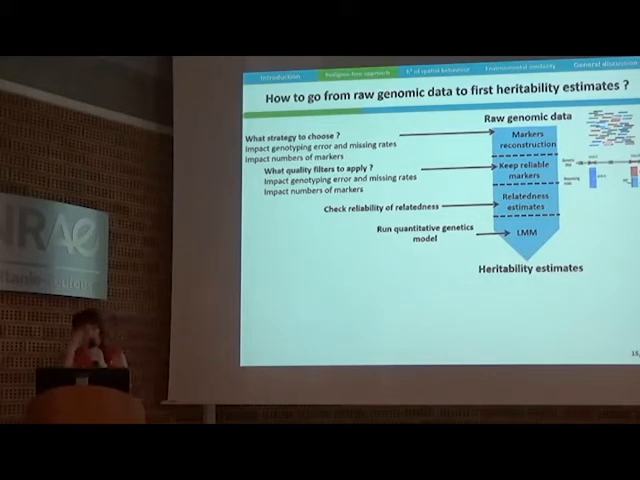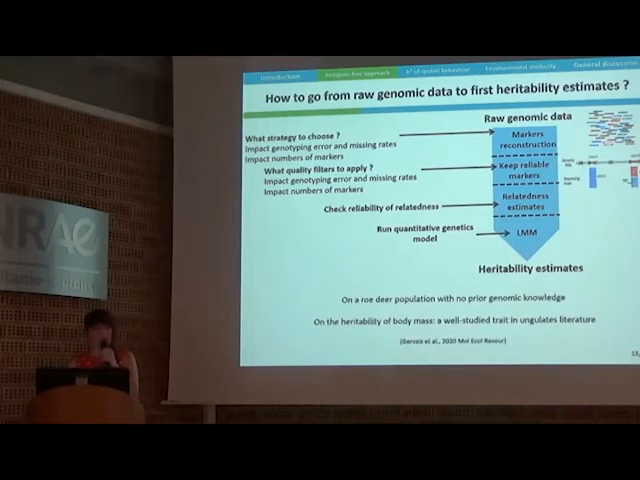Yet, as you must have noticed, the heritability estimate might depend on the choices you've made previously. So we investigated this question, and for this we focused on the roe deer population, for which we had no prior genomic knowledge and no pedigree. And we focused on the heritability of body mass because it's a well-studied trait in the ungulate literature.